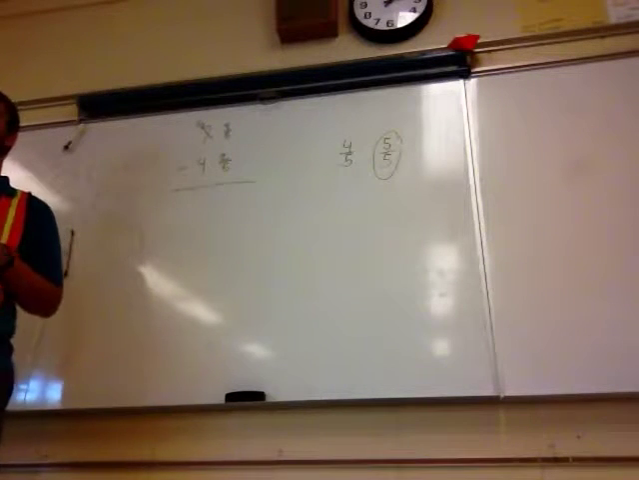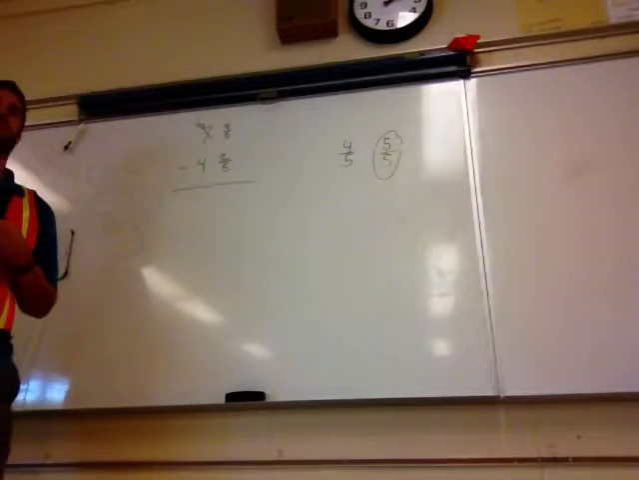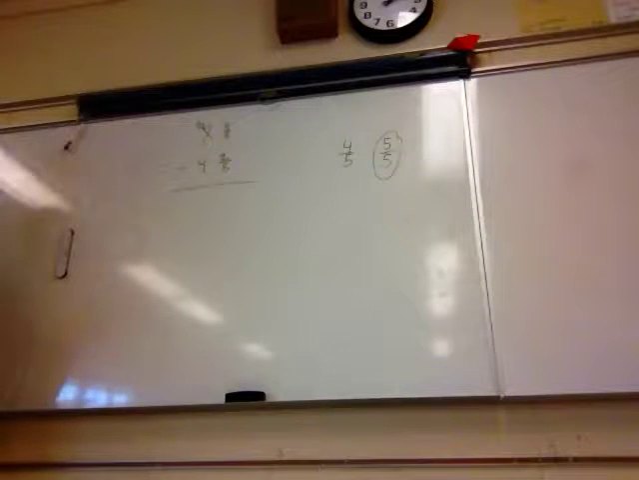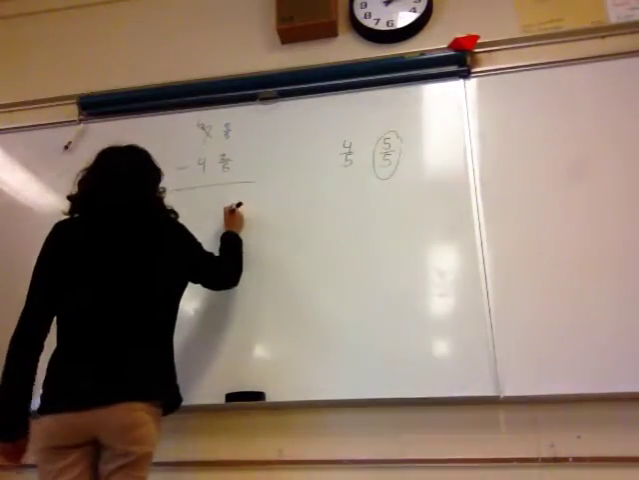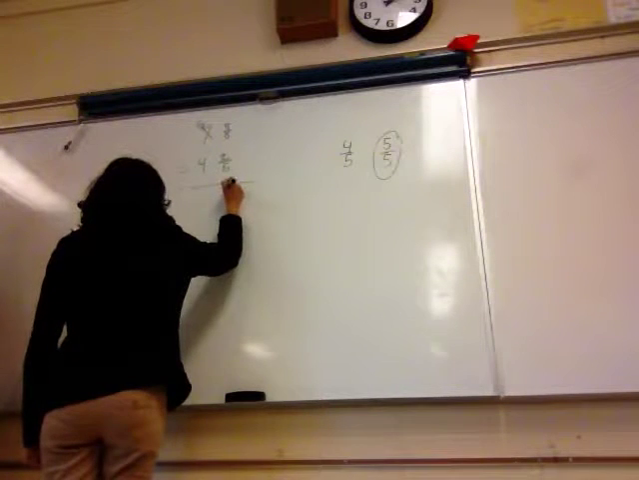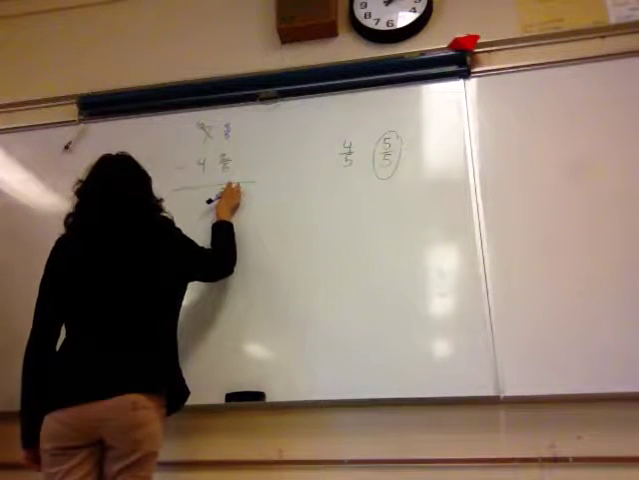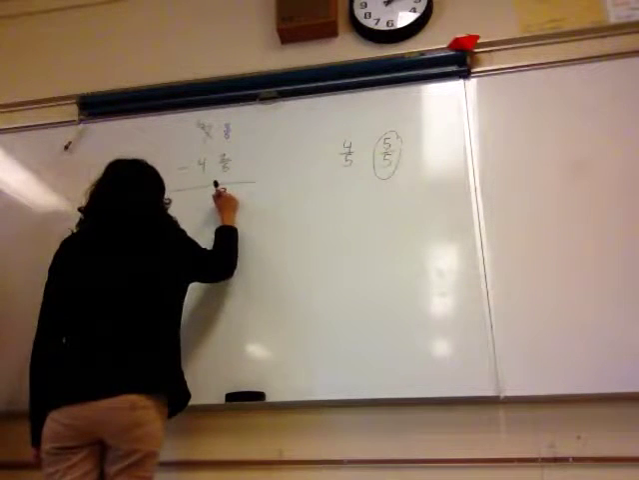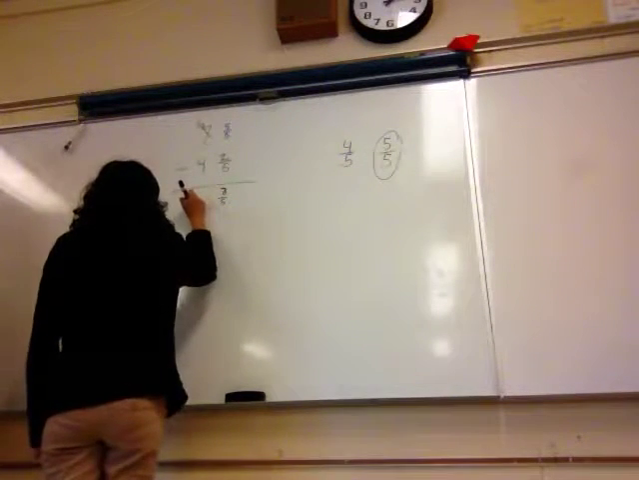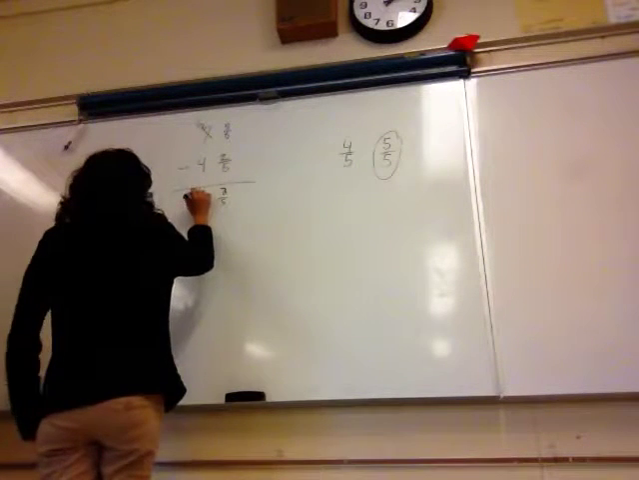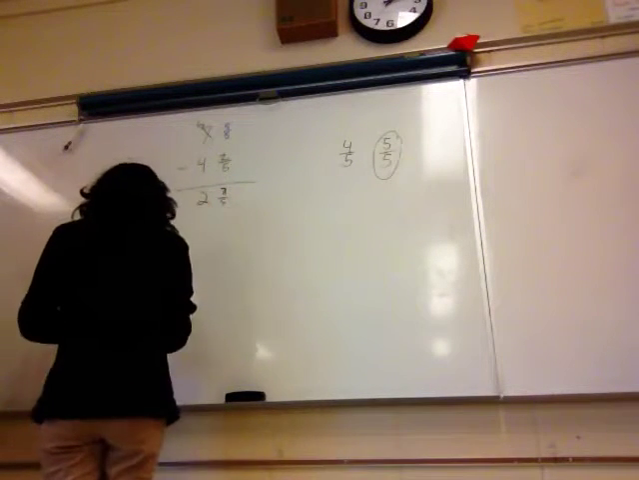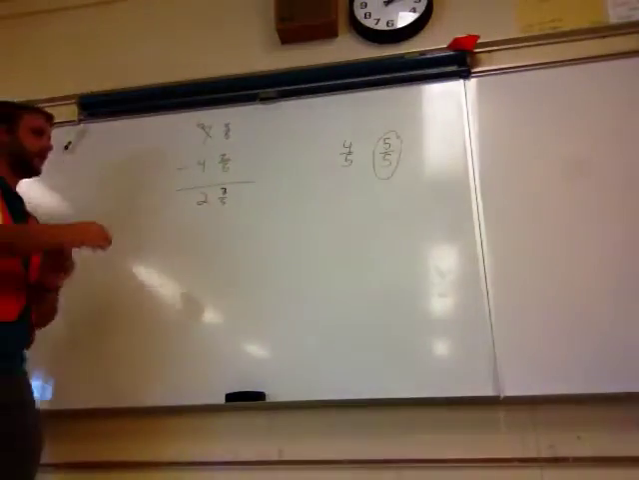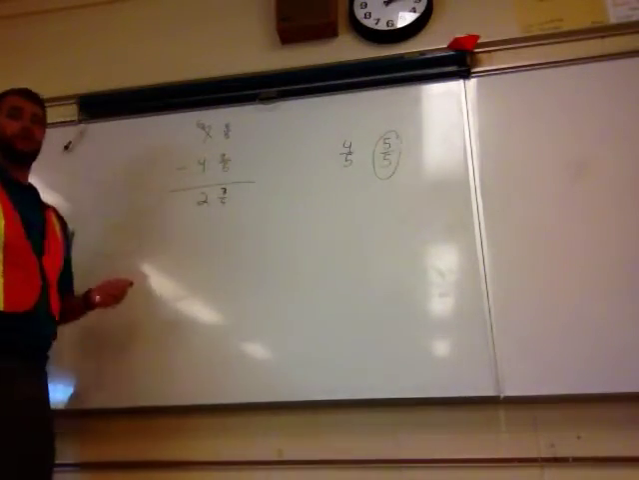Now, who can come up and show us? Melody, come on up here. Finish this problem for us. So 5 minus 2 is 3. And then you add 5 on the bottom. So 6 minus 4 is 2. Excellent. Perfect. Done.